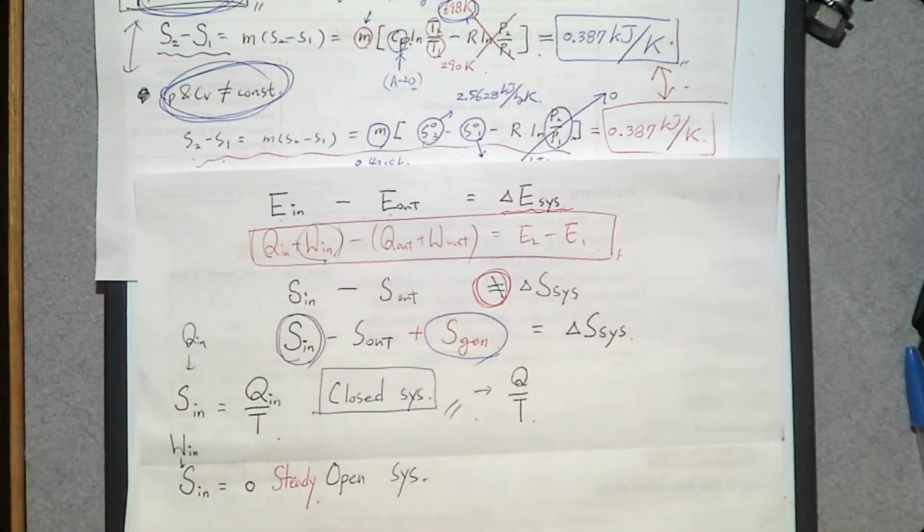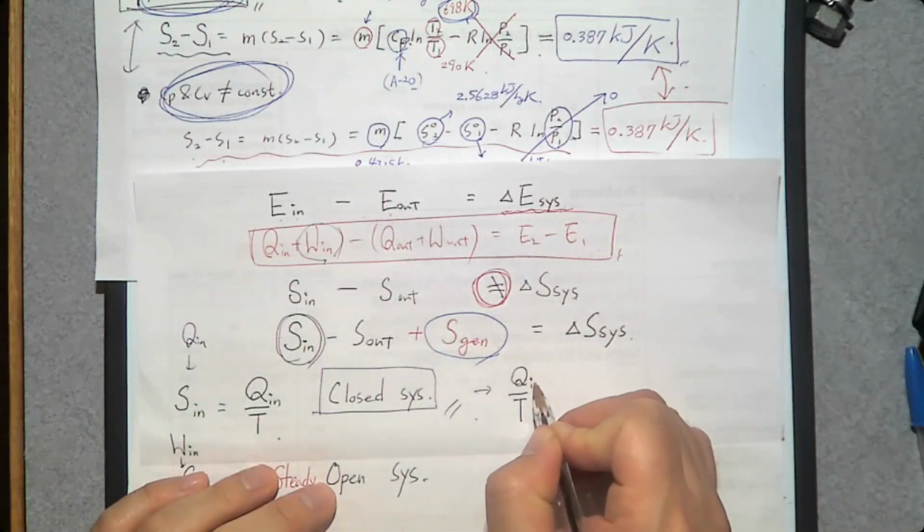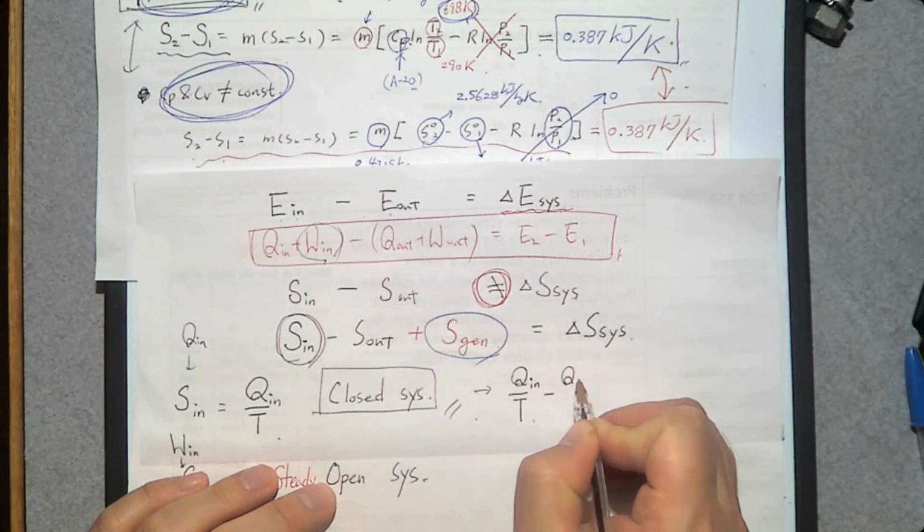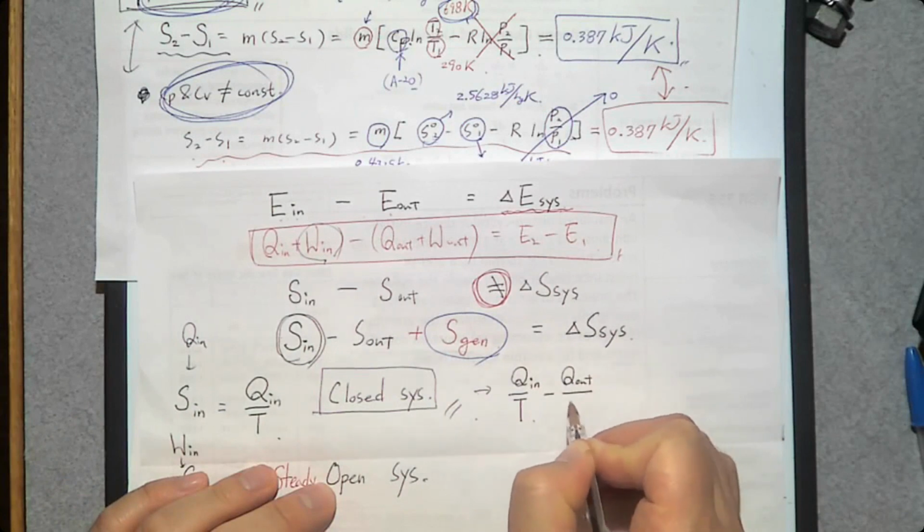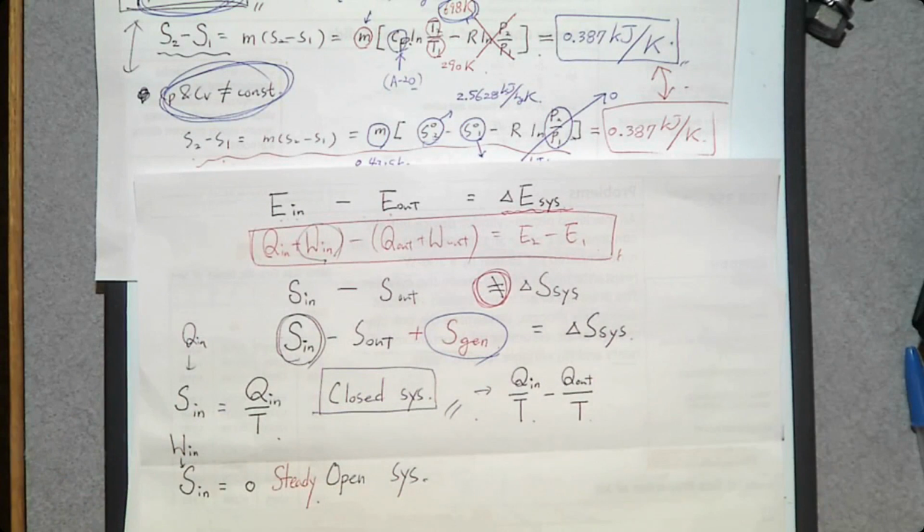How many Qs? We may have Q in and Q out. So it's going to be Q in minus Q out. There is no entropy transfer by work, so we can neglect W in, W out when we write the entropy balance equation for a closed system.